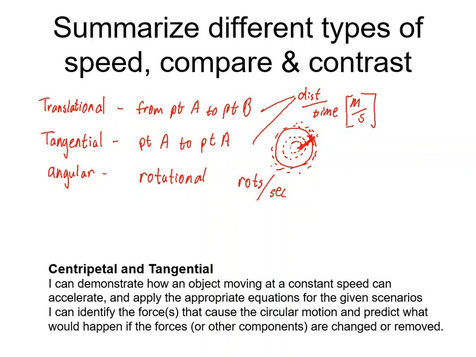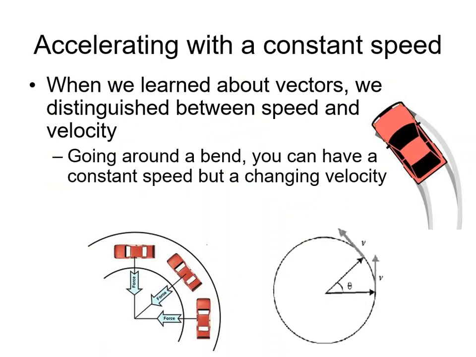Okay, good. All right, now let's go ahead and go into the learning targets. Oh, love learning targets. I can demonstrate how an object moving at a constant speed can accelerate. I can? Oh, yes. And I can apply the appropriate equations for the given scenarios. Equations are good. We have a whole new set of equations here. It's going to be awesome. And I can identify the forces that cause the circular motion and predict what would happen if the forces or other components are changed or removed. So here we have accelerating with a constant speed.